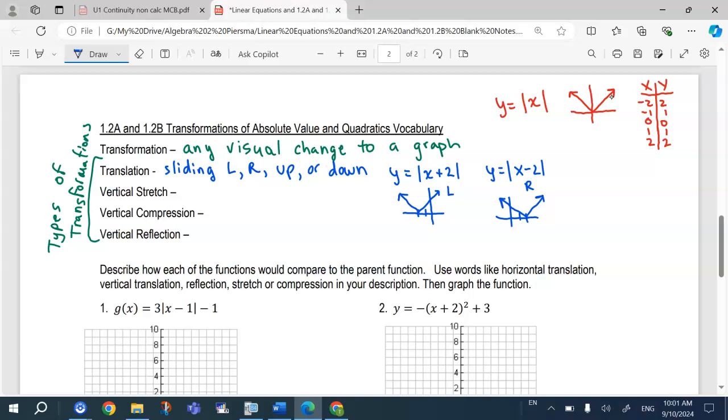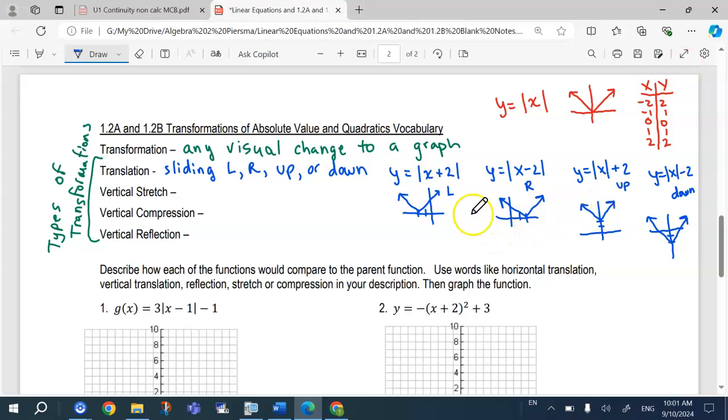And then if the addition and subtraction is on the outside of the absolute value, this will make us move up 2. But otherwise this shape stays the same. And then lastly, absolute value of x minus 2 on the outside makes us move down 2. Like that.